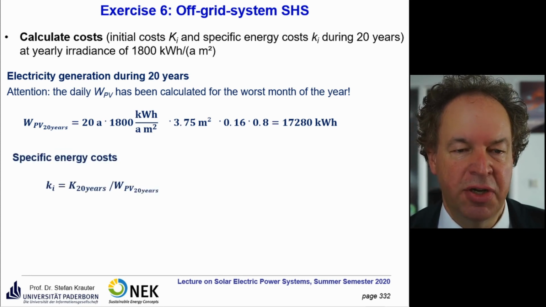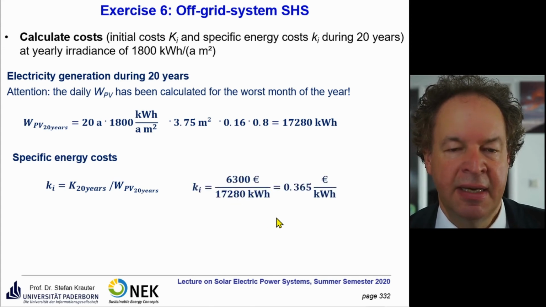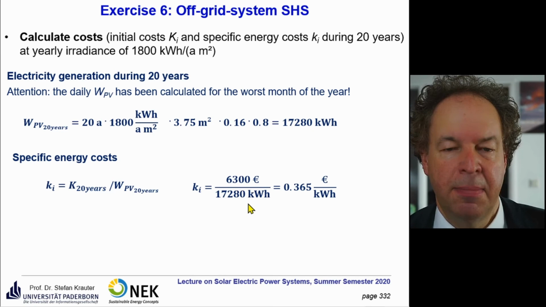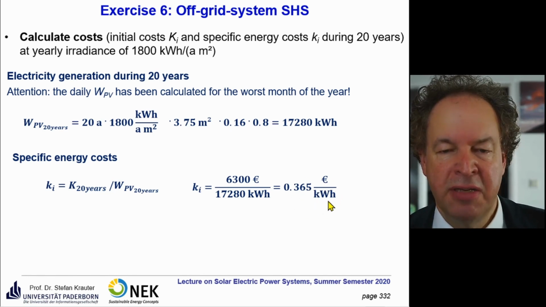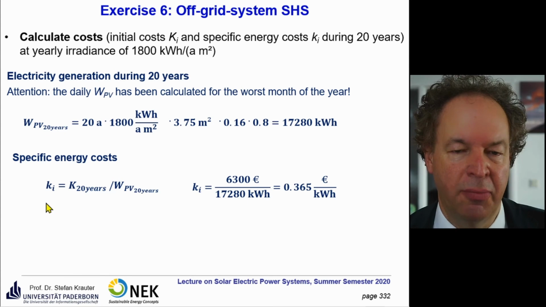The specific energy costs are the investment costs during 20 years divided by the energy generated during those 20 years, and that's 1,300 euro divided by 1,280 kilowatt hours. So we arrive here at 36.5 euro cent per kilowatt hour. That's definitely more than even in Germany we pay for grid electricity. But as you saw, the main costs are not from the PV generator, they are from the battery.